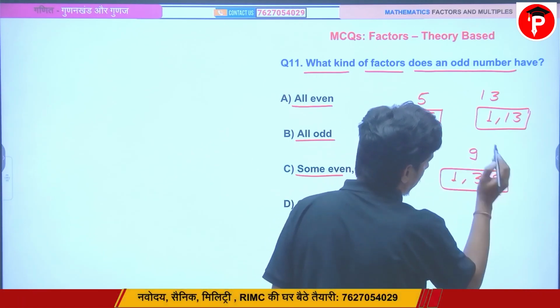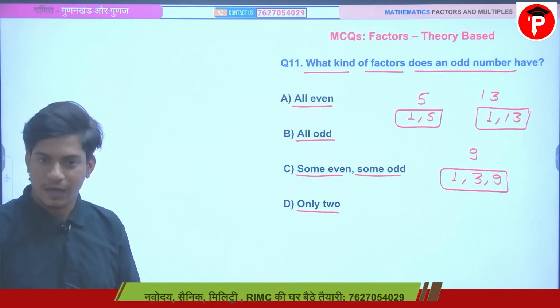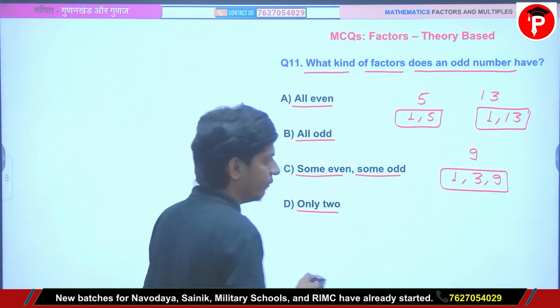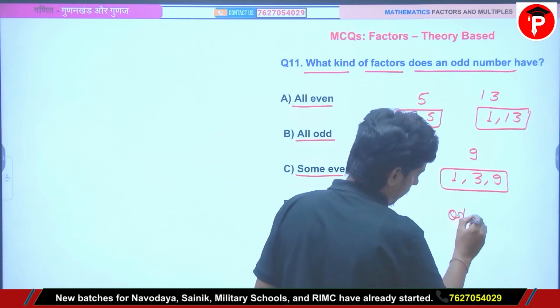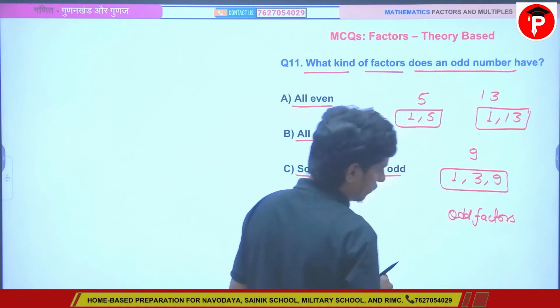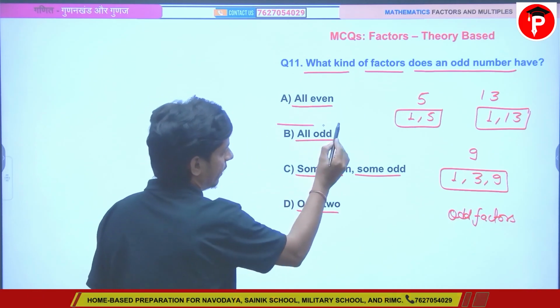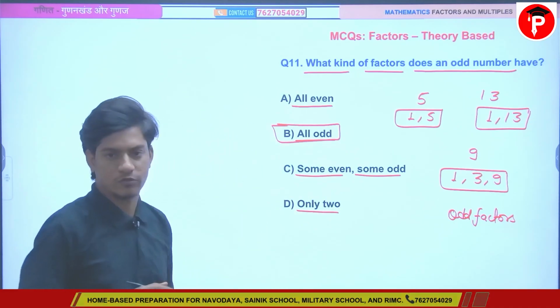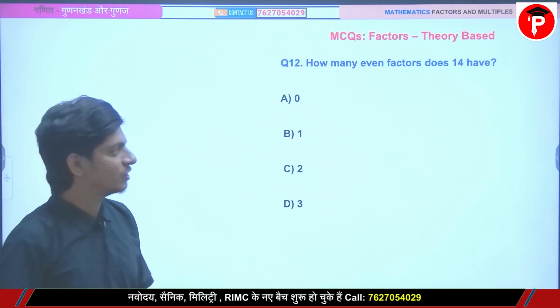If you look at all these factors, are they even or odd? These are odd factors, odd numbers. So all odd will be the answer. This is our correct answer. Let's move to the next question.